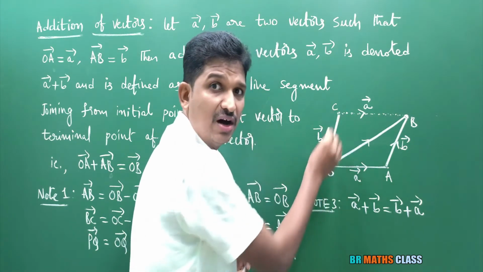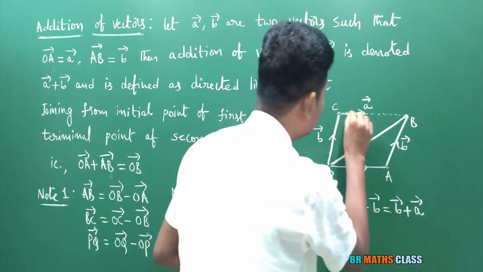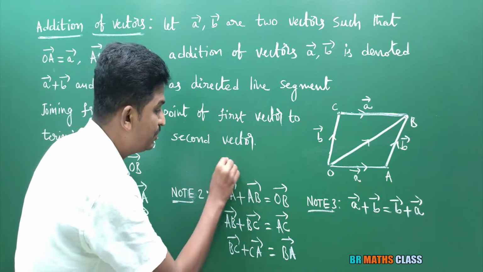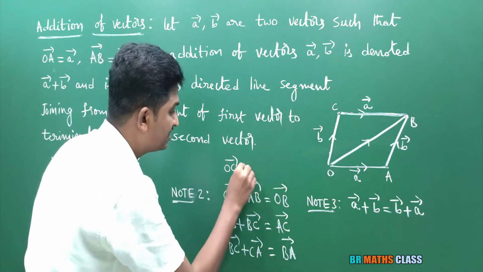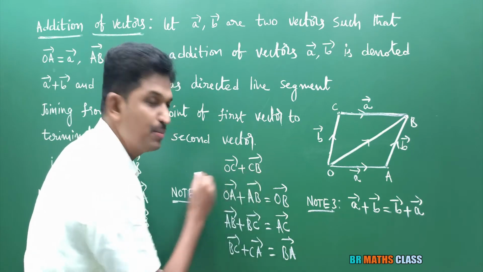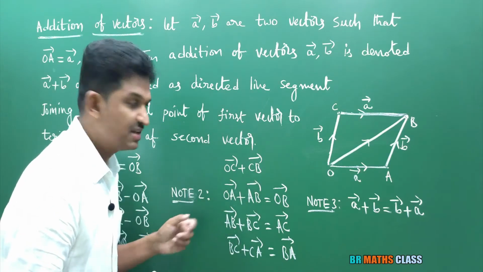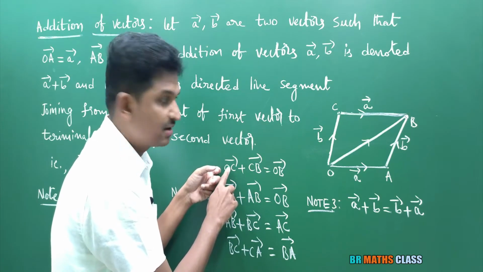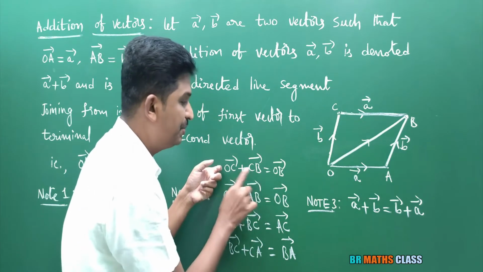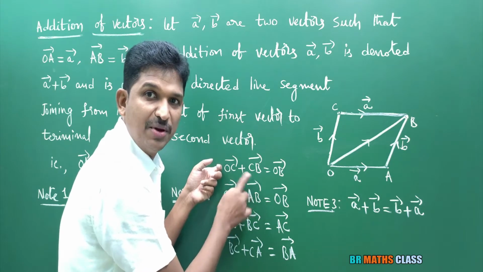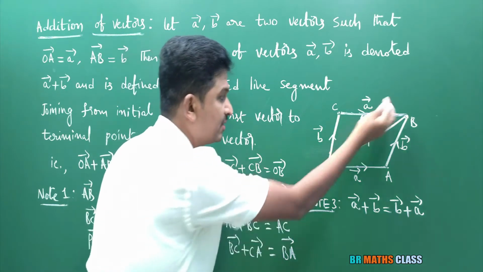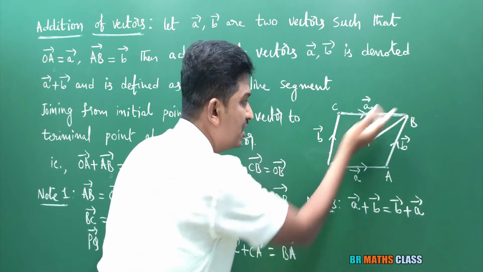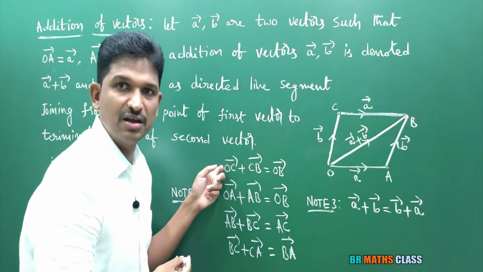You observe these vectors: OC bar plus CB bar. OC bar plus CB bar is what? OC bar plus CB bar is OB bar, right? OC bar is B bar, CB bar is A bar, so B bar plus A bar is OB bar. Actually, what is OB bar? OB bar is A bar plus B bar, right?